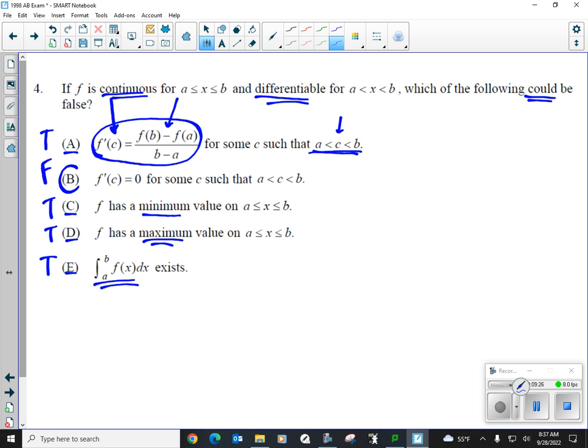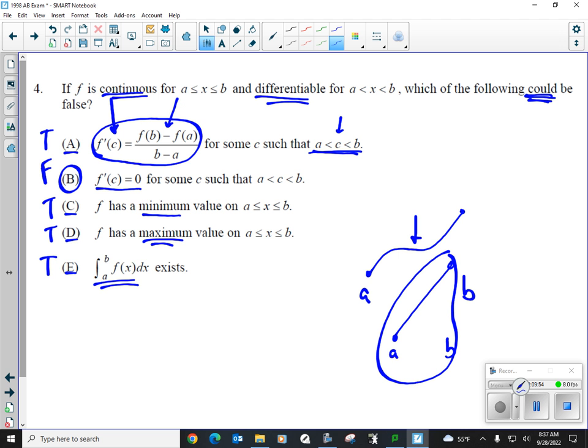Now, here's the problem. Someone might say, well, the derivative of 0 is a horizontal line. Between A and B, I can have a horizontal line, like right here. Let's say this is A and this is B. I could have this. You could have that. But it could also be false. I could just go straight up like this, straight up. There's no point where there's a horizontal line between this A and this B, is there? That could be false. And that's why your answer is choice B.